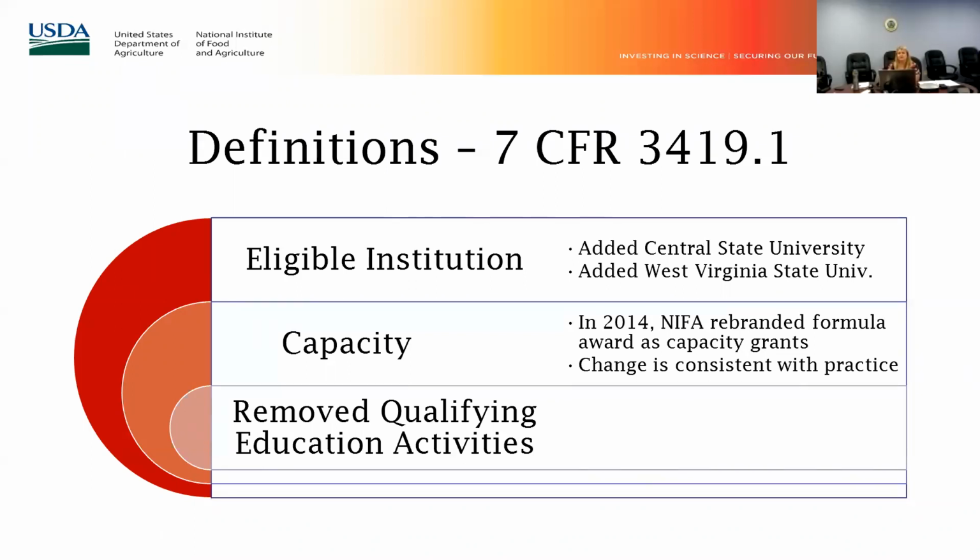The third change to the definitions was to remove the term qualifying education activities. This was a term that was originally created and added in the rule about 20 years ago. It's not in the statute and does not exist anywhere outside the rule. What we attempted to do through the preamble and through the allowable uses of match is to embed the activities that are allowable within those areas rather than creating a separate term.